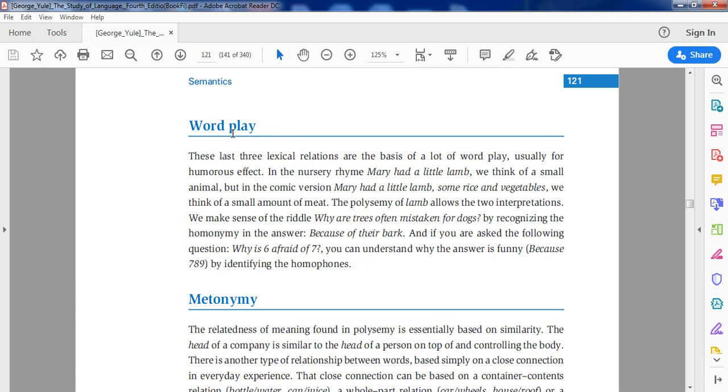So here we have wordplay. Wordplay is simply playing with the meanings of words. Making a play for comics, or making something funny, is to play with words. And actually, homophones, homonyms, and polysemy are the main lexical relations that are used to play with words. And here, for example, we have an example. Mary had a little lamb.